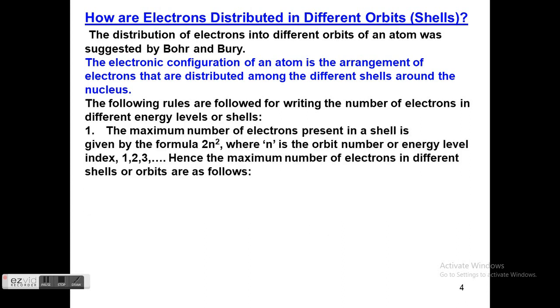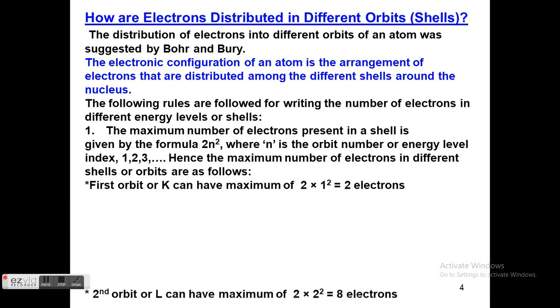The maximum number of electrons present in a shell is given by the formula 2n square, where n is the orbit number or energy level index 1, 2, 3, and hence the maximum number of electrons in different shells are as follows. In the first orbit or the K shell, the number of electrons is 2 into 1 square, 2 electrons.